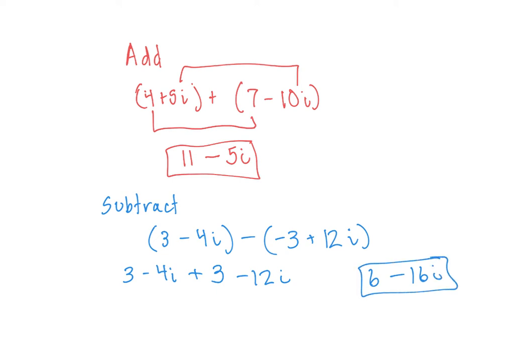So there we go. That is adding or subtracting complex numbers. Now that's not terribly difficult. It's just exactly like what we did with polynomials. Now let's look at if we were to multiply complex numbers.